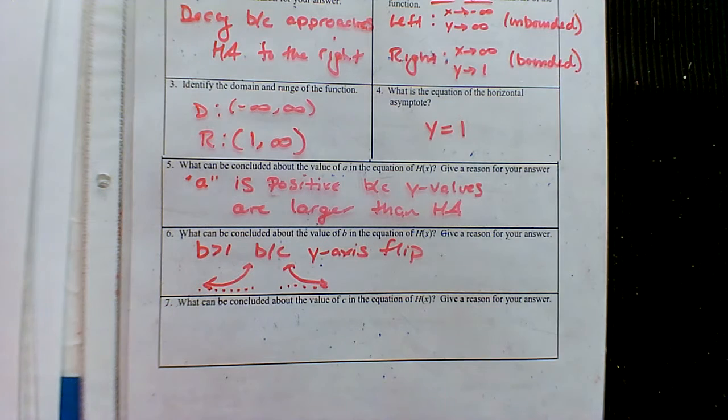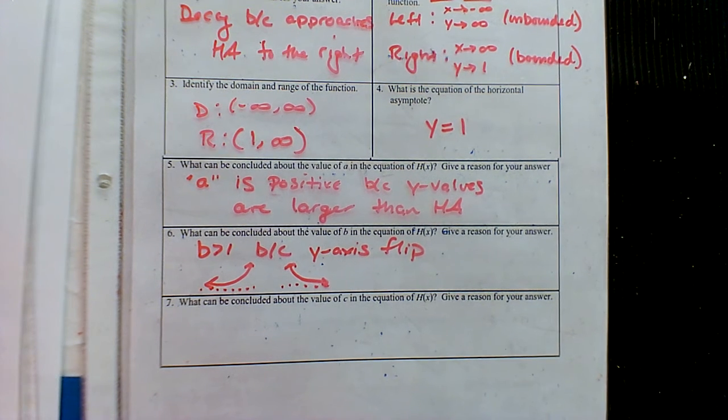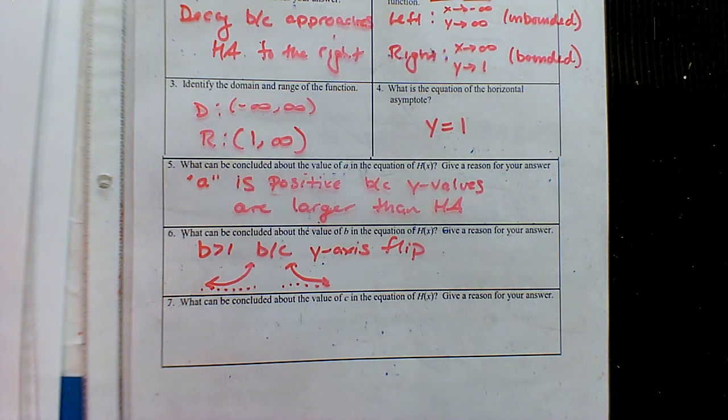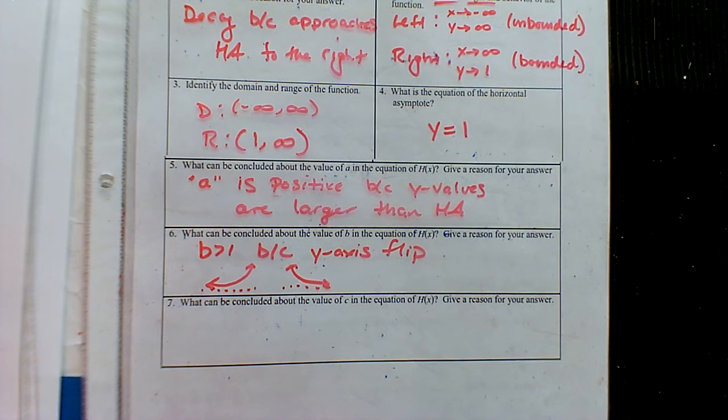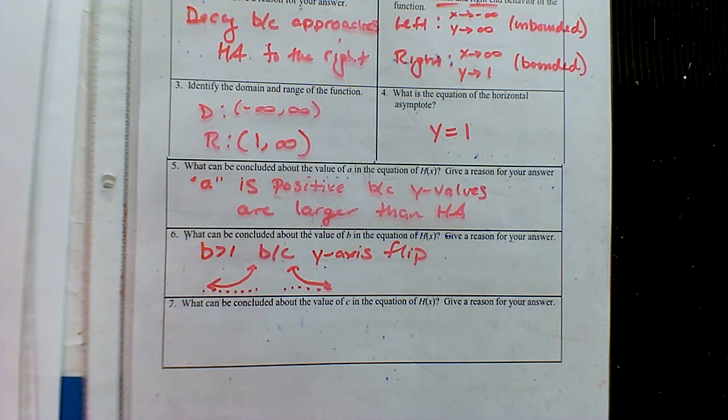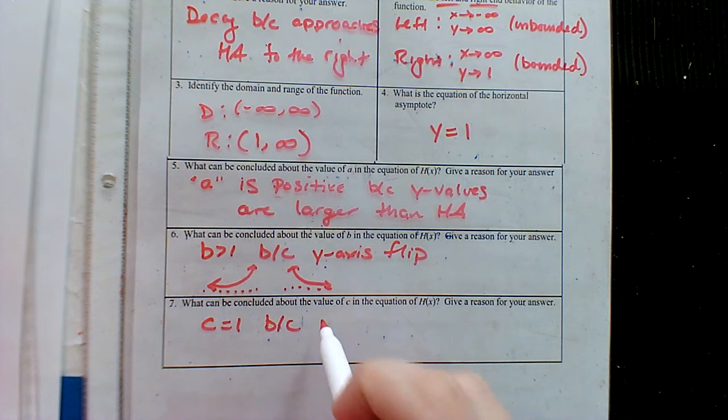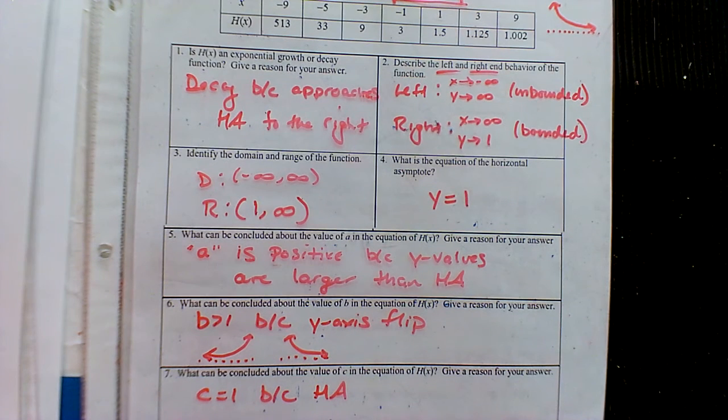All right, and last but not least, what can you tell me about the value of C? Good, Marie? There we go. So this one we can actually give a number value to, because we know that the number being added or subtracted on the end is related to that horizontal asymptote. There we go. How'd you do?